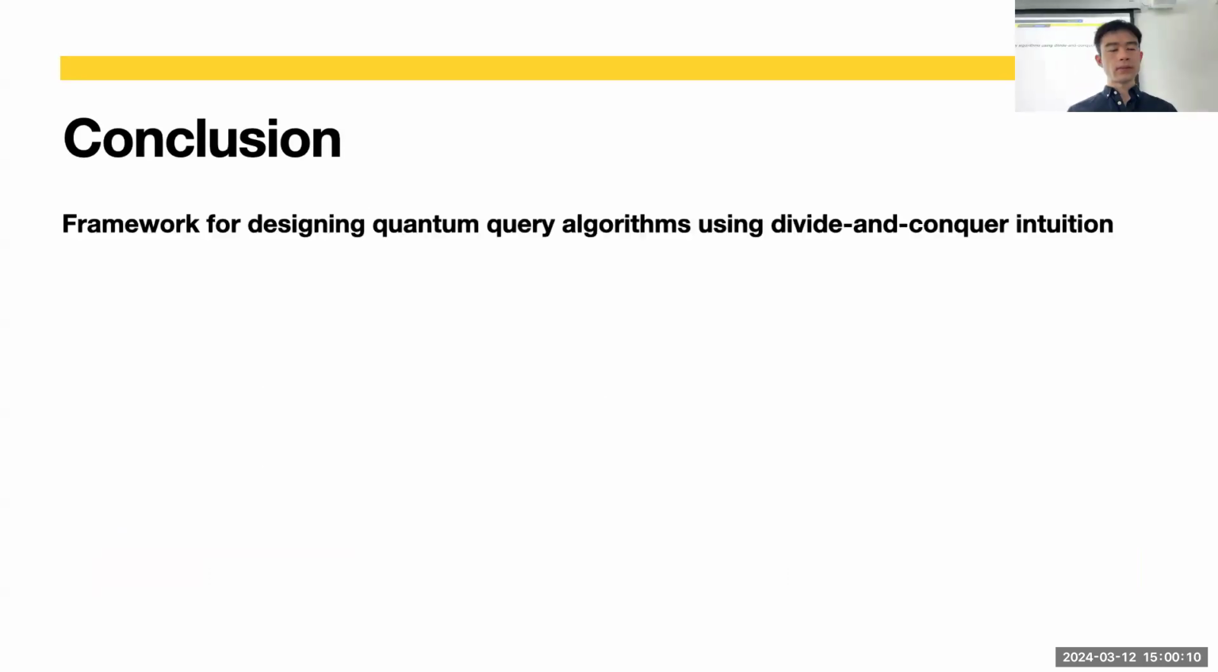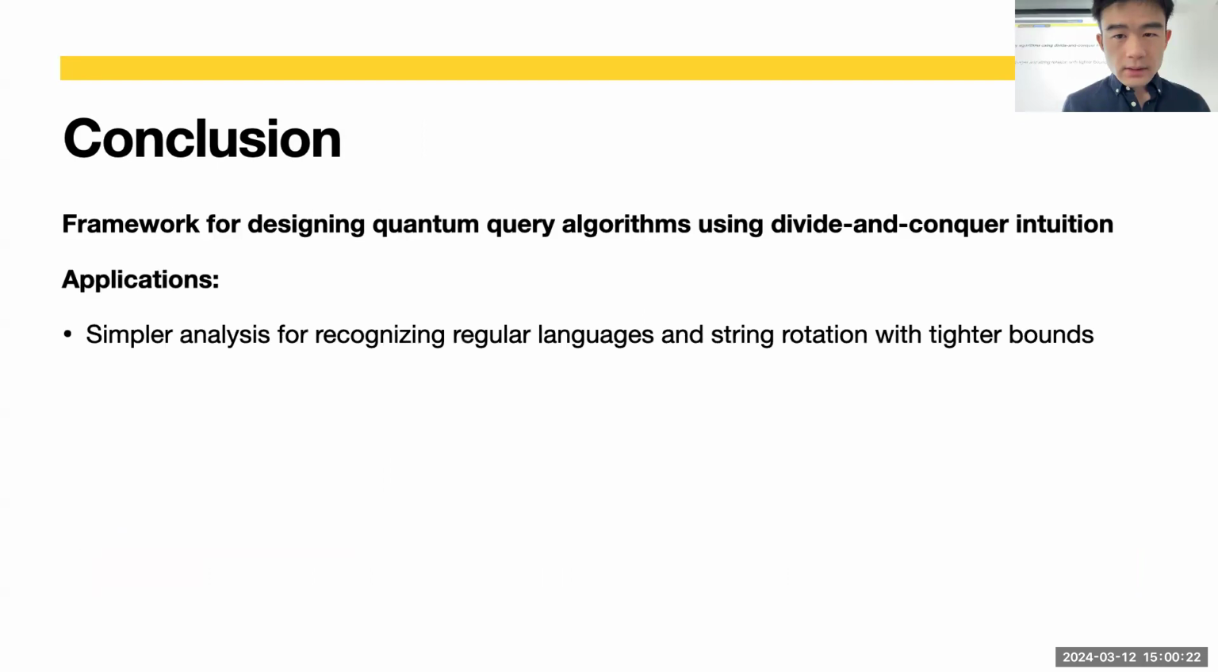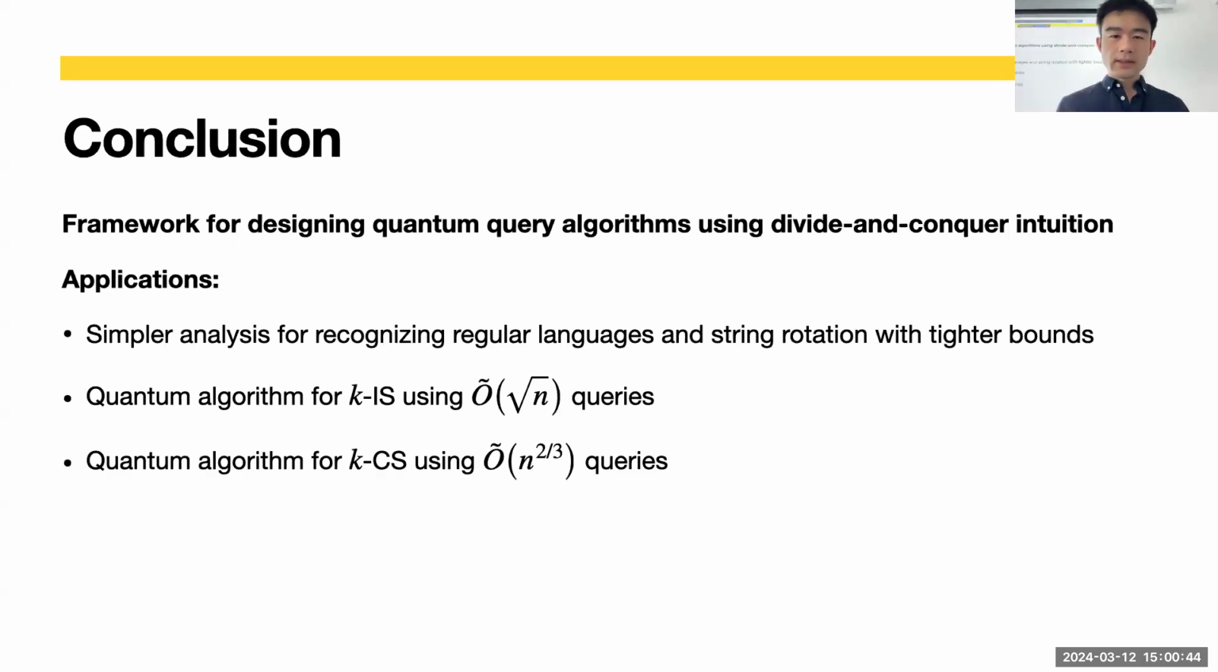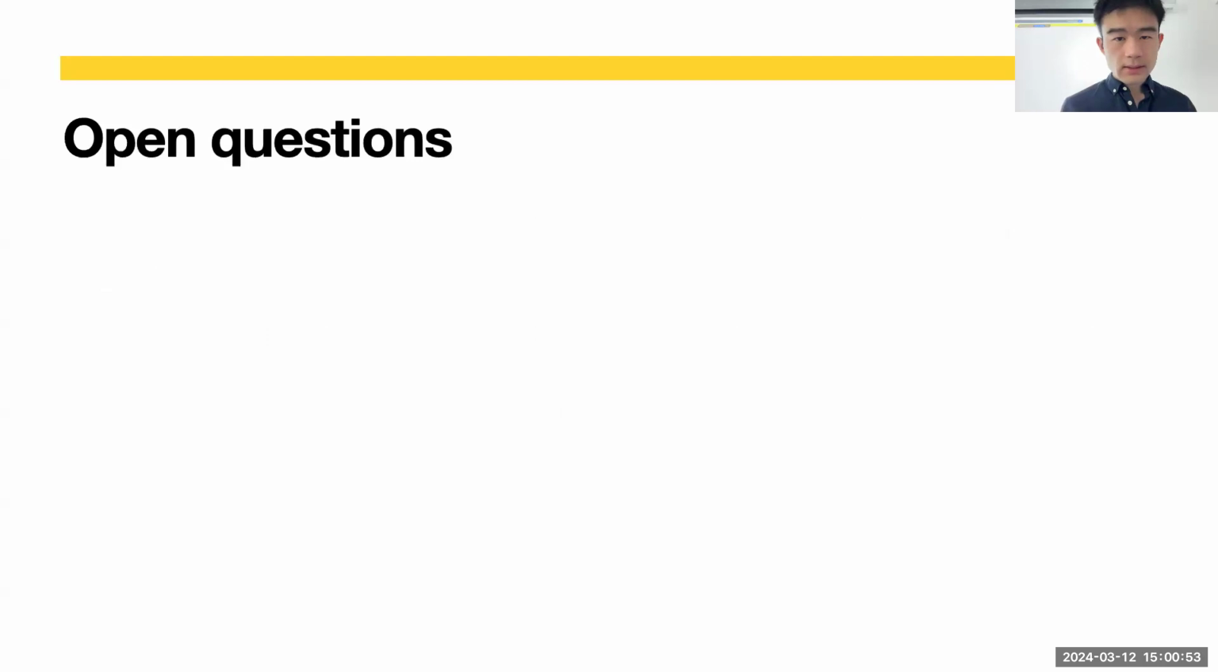So in conclusion, this work has introduced a framework for designing quantum query algorithms using classical divide and conquer intuition. We've discussed applications to regular languages with tighter bounds. Something else we haven't discussed is that it gives a quantum algorithm for KIS, increasing subsequence, using order square root n queries, which is actually also optimal. And the one we did discuss is a quantum algorithm for KCS using order n to the 2/3 queries, which is also optimal. So some open questions.